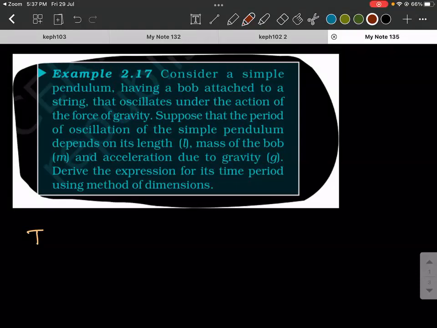And remember, the reciprocal of time period is called as frequency. Suppose they modify the same question and they ask you, calculate the frequency of oscillation. Now you should not get scared. Frequency is 1 by time period. That's it.